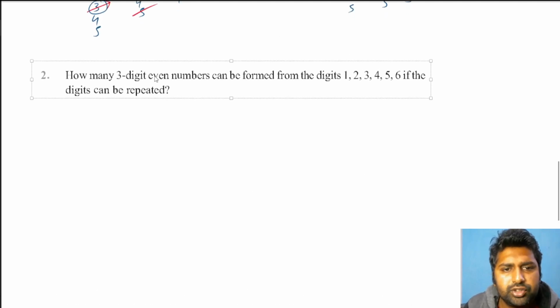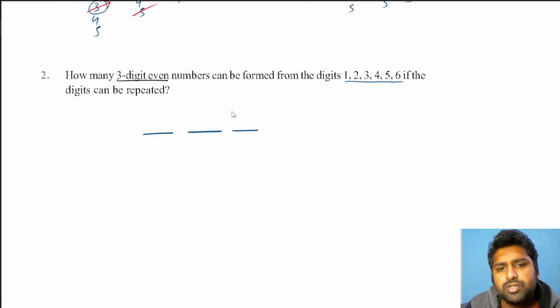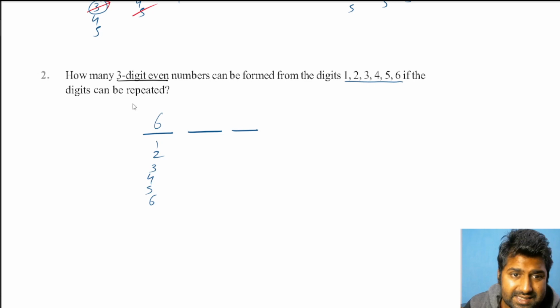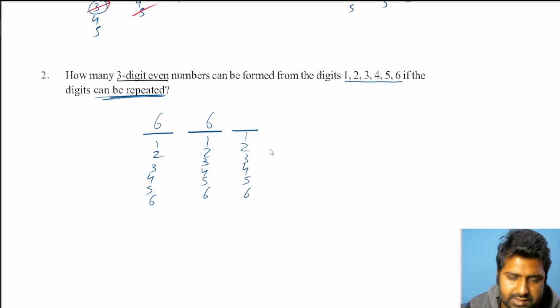It's saying, how many 3-digit even numbers can be formed using digits 1, 2, 3, 4, 5, 6 if the digits can be repeated? So he's saying that the digits can be repeated and he's creating a 3-digit number. That means we have 3 empty places in which we have to place the numbers. How many options? 1, 2, 3, 4, 5, 6. So 6 options. But since repetition is allowed, I will not cut any number. So again 1, 2, 3, 4, 5, 6 is available for the second position also, and for the third. So 6 into 6 into 6, that's 6 raised to power 3 or 216.